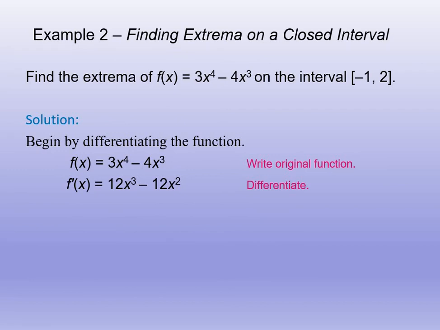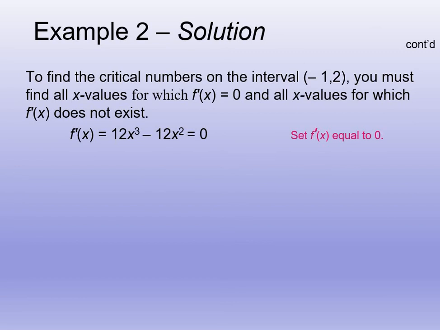So in this case, you're going to factor out a 12x squared from both functions. You'll be left with 12x squared times x minus 1. When you do that, you set each one equal to 0. We set 12x squared equal to 0, so x will be 0, and we set x minus 1 equal to 0 and solve, and x gives us 1. So x equals 0 and x equals 1. Those are the critical numbers.